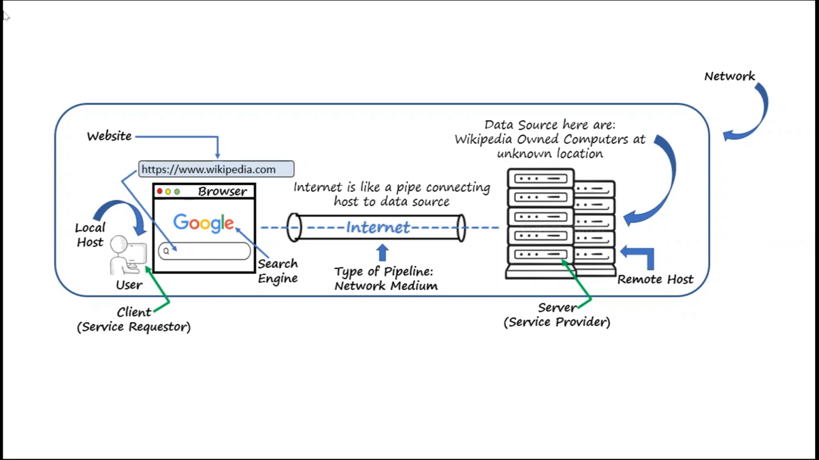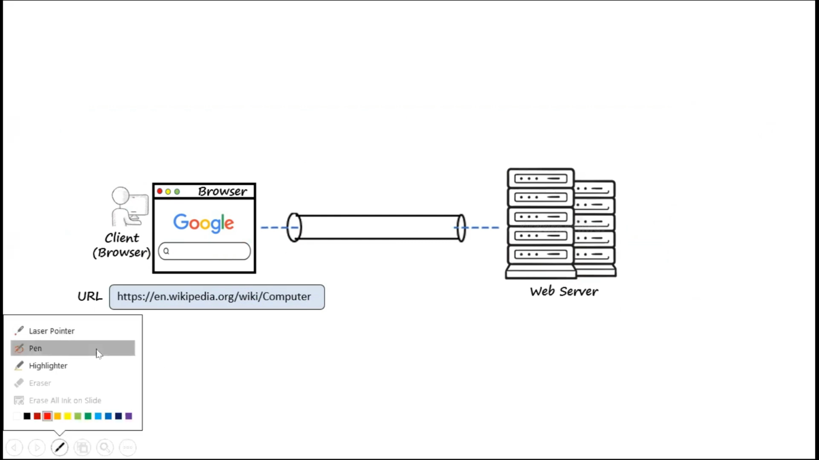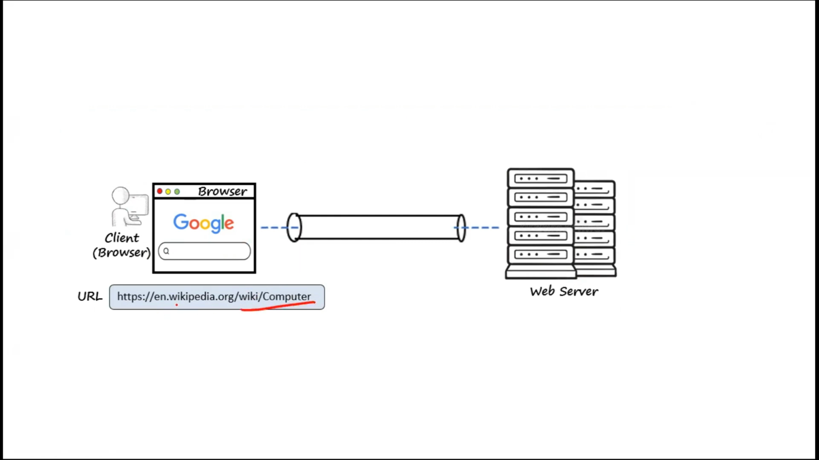So let's clear all of this information and keep only the major things. So the user wants to visit and search for computers. Over here, this is your URL: this is your domain, and this is your path. The user wants to access this page at this particular place, right? So this has three parts: your HTTP protocol, domain, and resource.